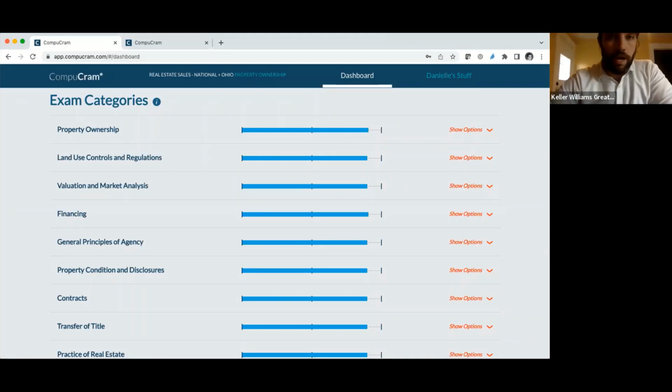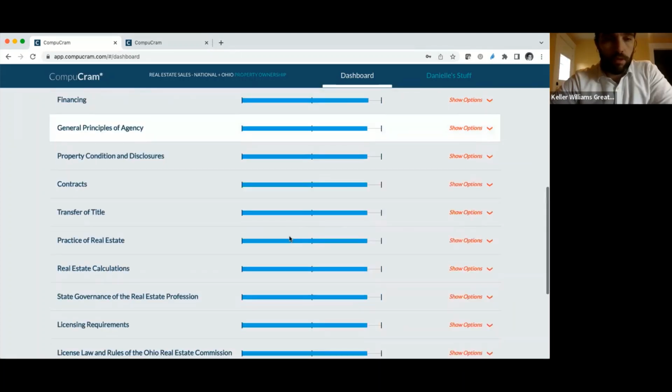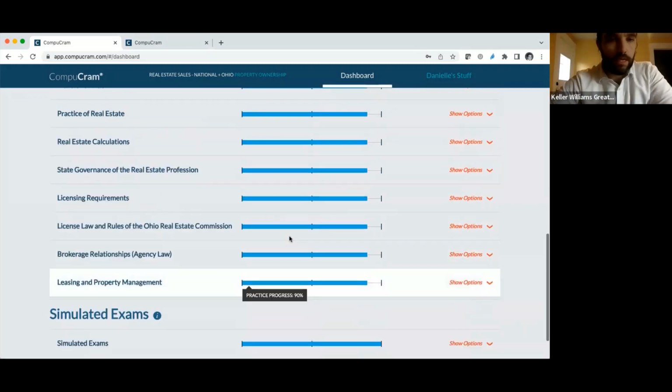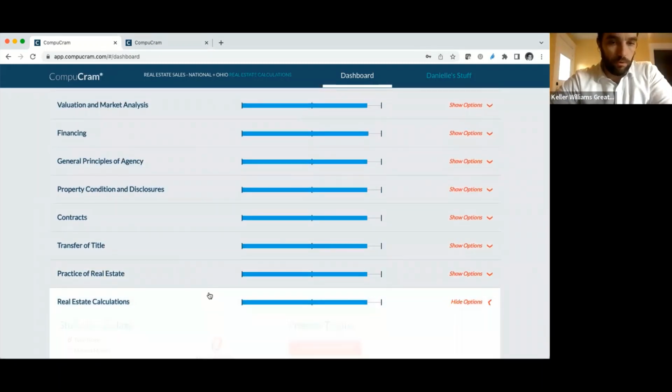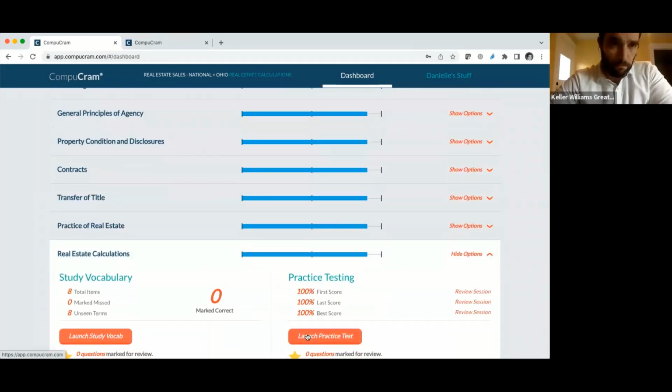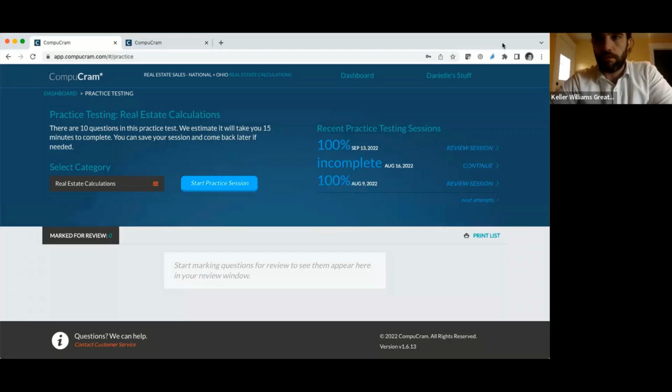Based on the chat, it looks like we're going to hit some math tonight, as well as a little bit of stuff for the Ohio Real Estate Commission. So we'll start with real estate calculations, and then we'll hit some financing, which covers a little bit of math, and then we should have enough time for that last section on the Ohio Real Estate Commission. Let's go ahead and dive in.